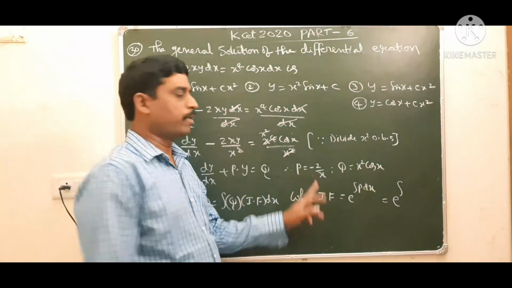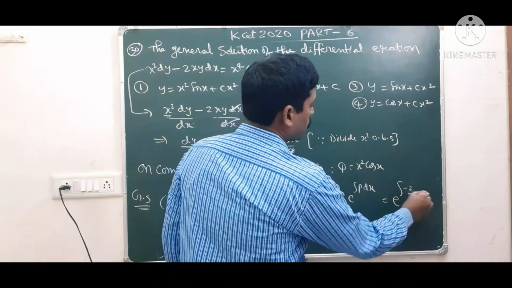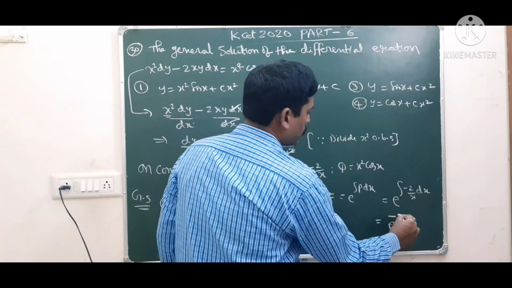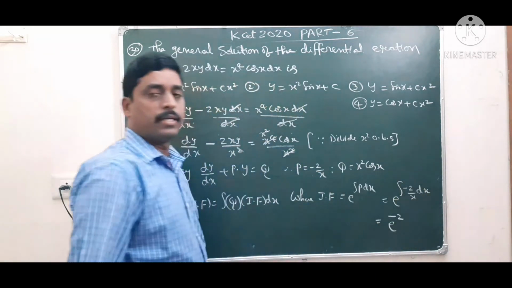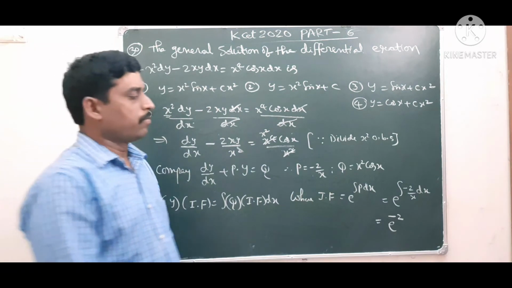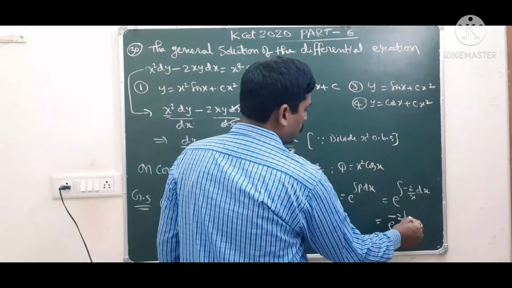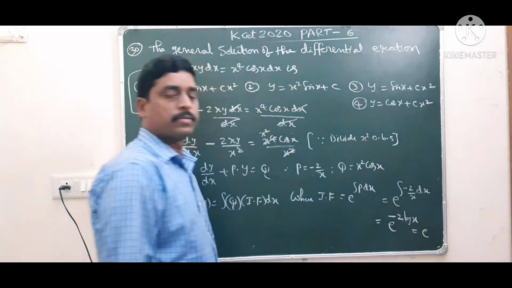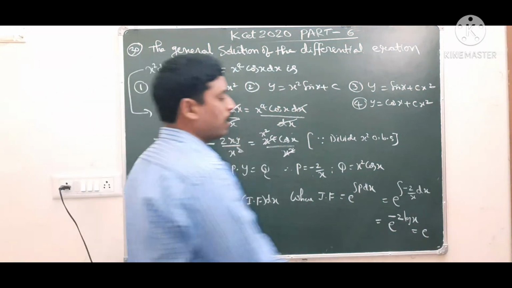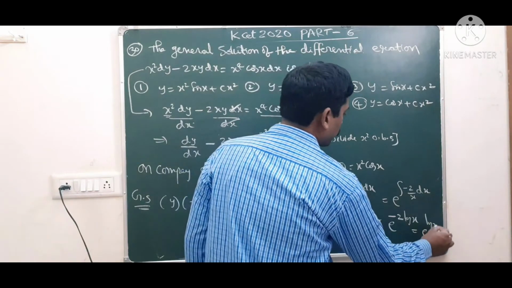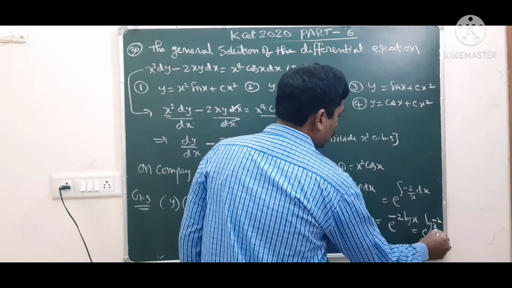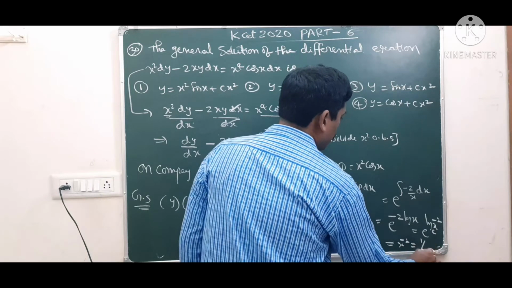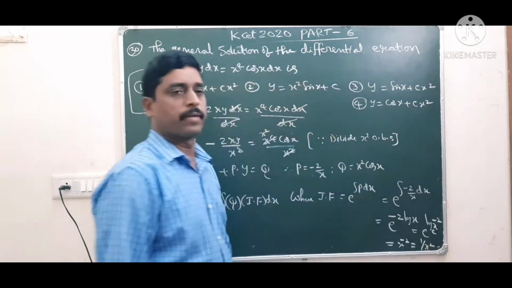In this, the p value is minus 2 by x. So minus 2 by x dx. This is nothing but e to the power minus 2 into integral of 1 by x. The integral of 1 by x gives log x. So this is equal to e to the power minus 2 log x. Minus 2 log x is nothing but log x to the power minus 2. So this is nothing but x to the power minus 2, and x to the power minus 2 is nothing but 1 by x square.